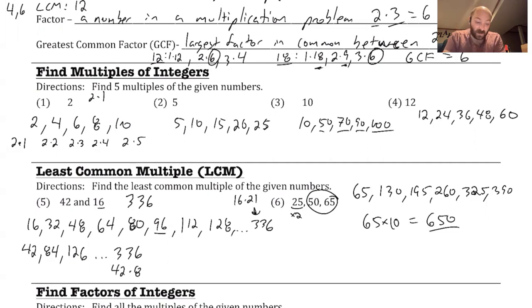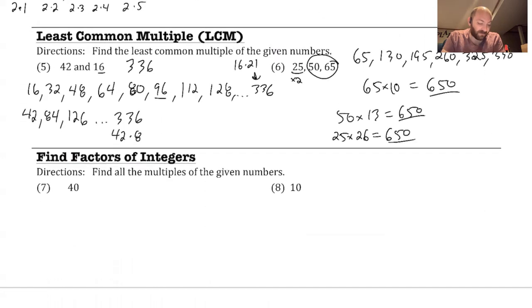And 650 is a multiple of 50, because if I take 50 times 13, that's also 650. And because 50 is the result of 25 times 2, that means it's 25 times 26, which also gives me 650. So my least common multiple for these 3 numbers is 650.